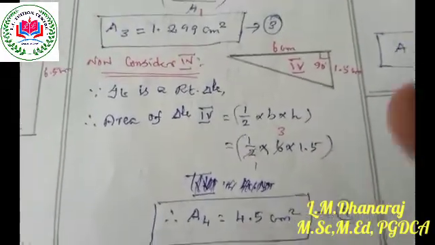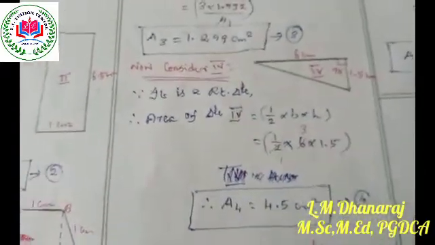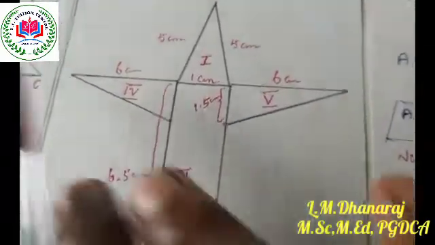Now let us consider portion 4. From the diagram we can say the portion 4 is, look at over here. This is the portion.